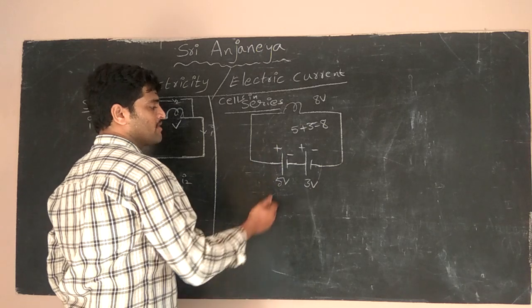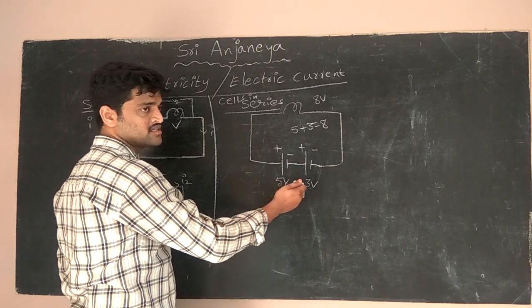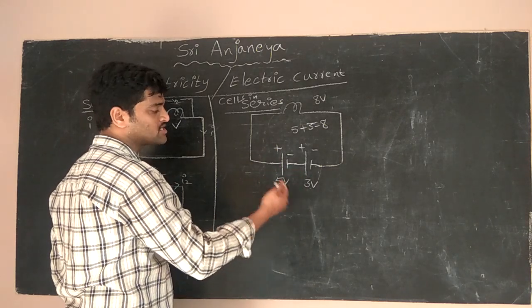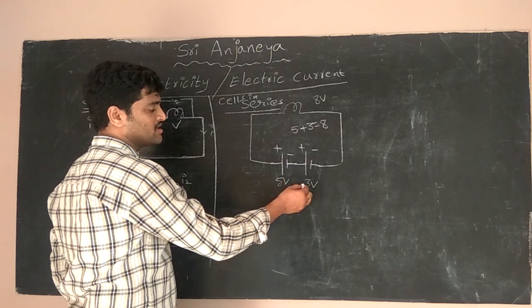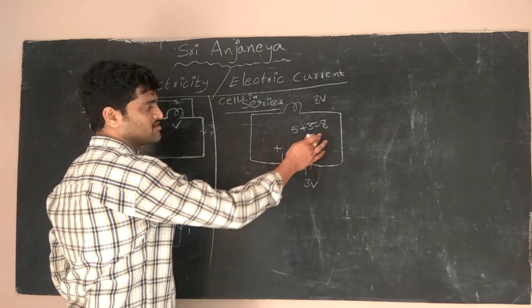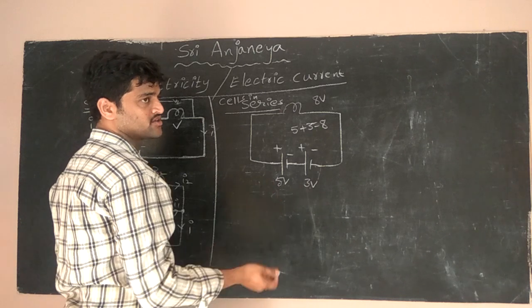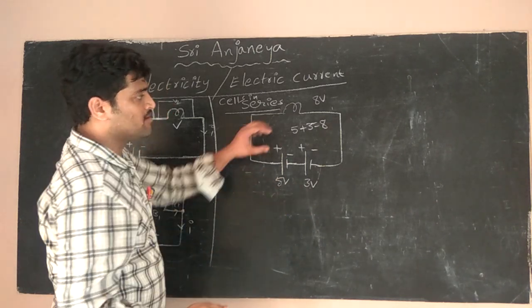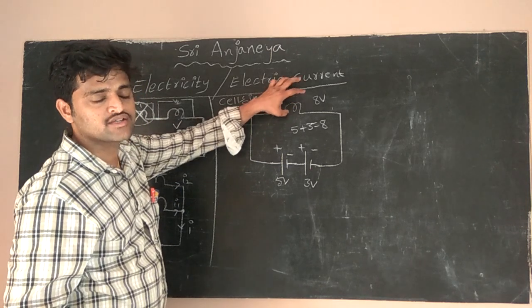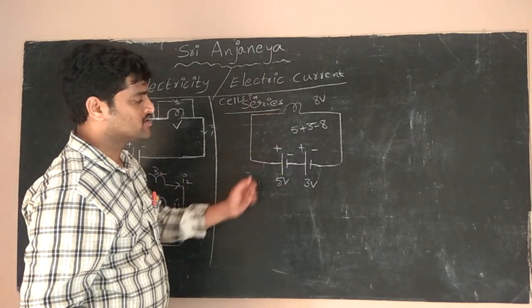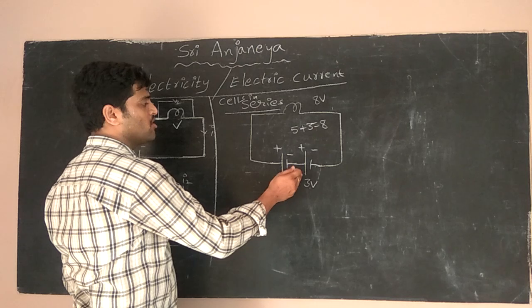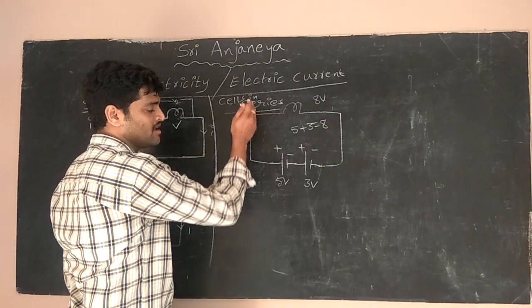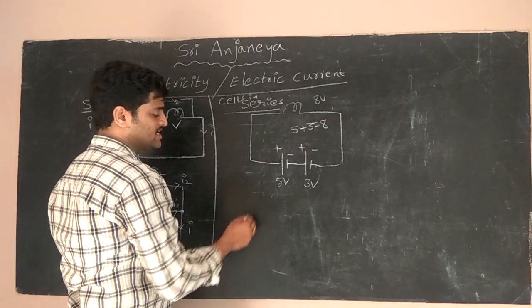After some time, the chemical energy in the cells will decrease slowly, and the 8 volts will be reduced to 7 volts, 6 volts, 5 volts, 4 volts like that. The bulb loses its brightness slowly. So this is the scenario that happens when cells are connected in series.